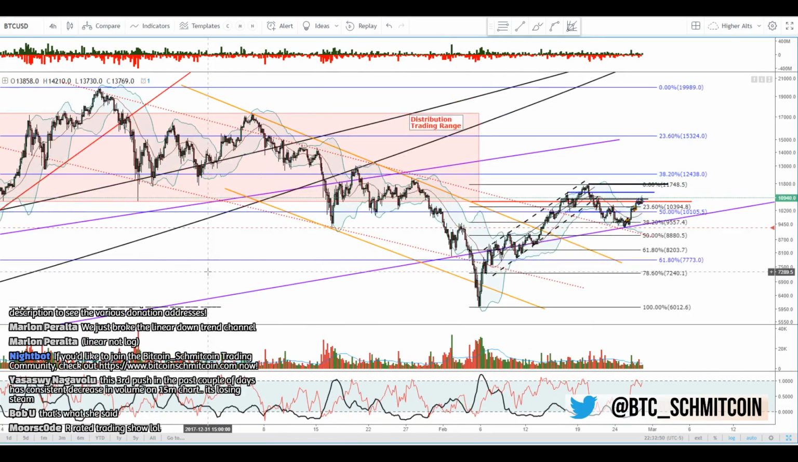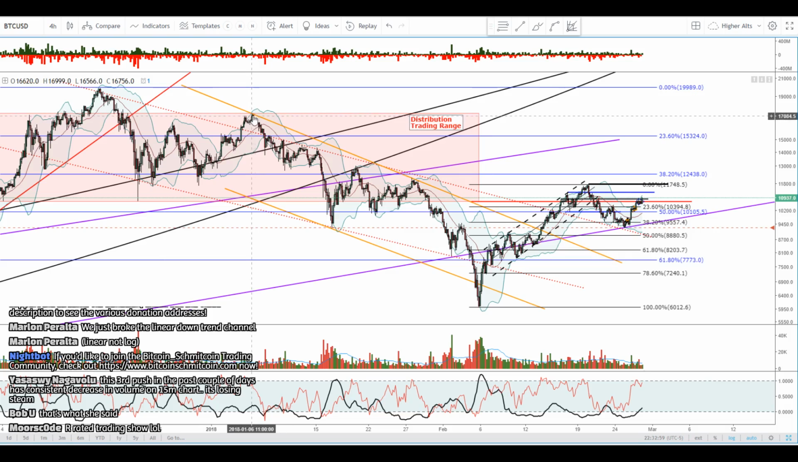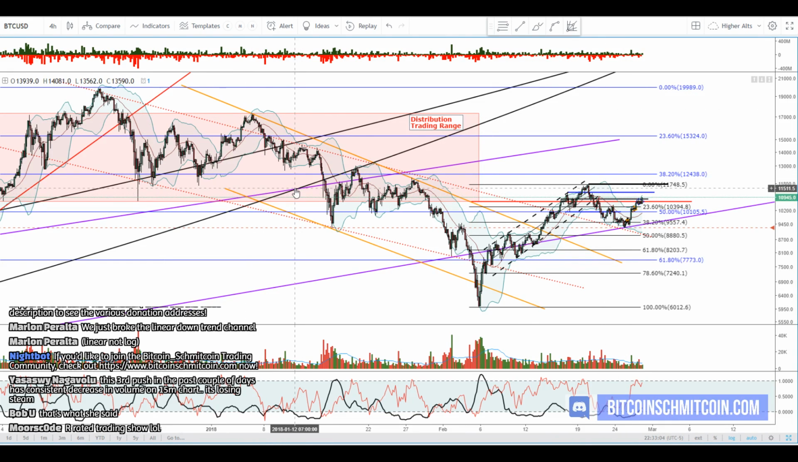If we look at our previous distribution range before we broke down and we made our ultimate top, we saw 1, 2, 3 pushes before it pulled back. And I think we're here. Something like that. I think that's really where we are.